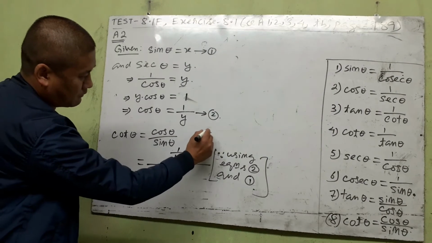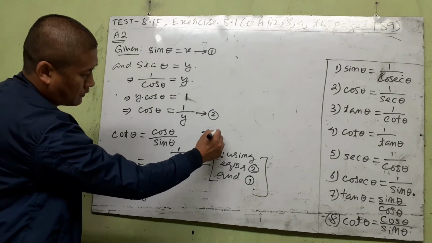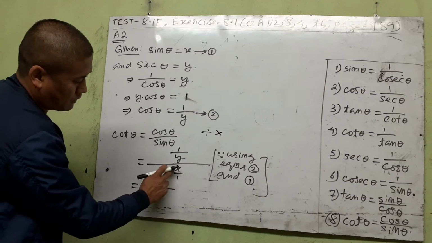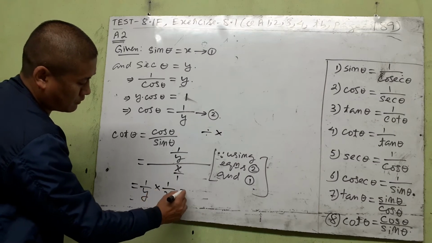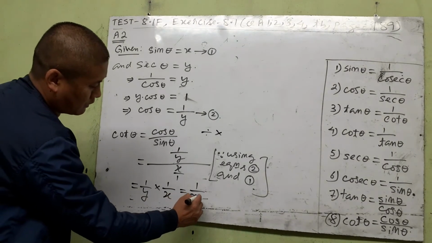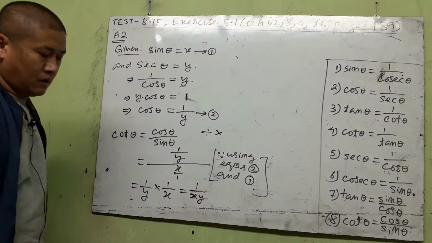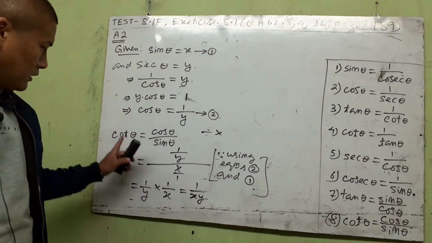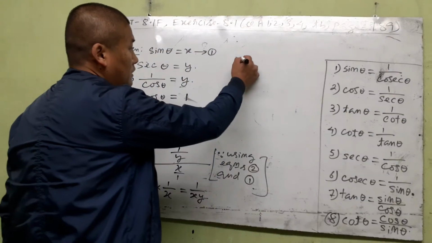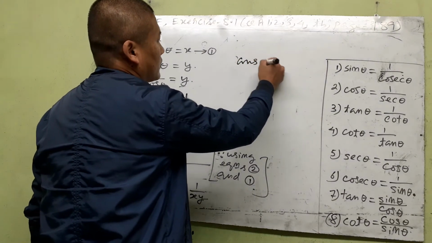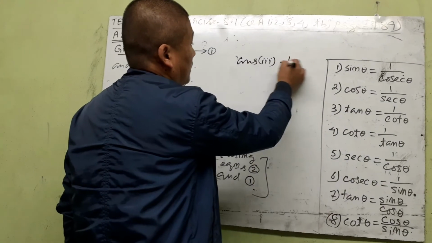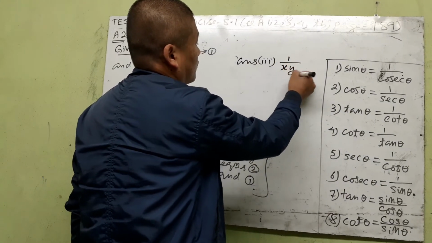This long line means divided by. When we change to a multiplication sign, the denominator 1 will go up, and the numerator x will come down. So 1 into 1 is 1, and y into x we can write as yx or xy. So our value for cot theta is 1 by xy. This answer matches answer number 3. Check your textbook. Yes, 1 by xy.